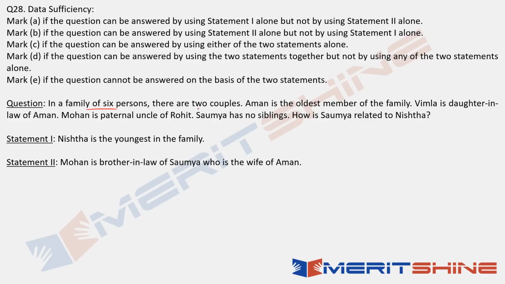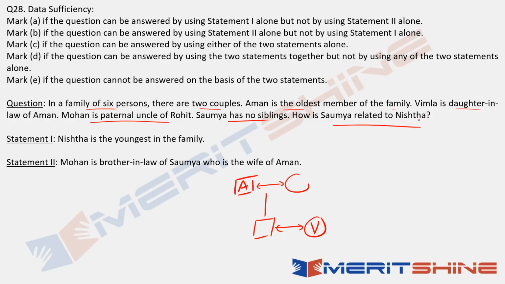In a family of 6 persons, there are 2 couples. Aman is the oldest member of the family. Vimla is daughter-in-law of Aman. If this is Aman, Aman might have a wife. They will have a son, and then this would be the daughter-in-law, and this is Vimla. It looks like that. Mohan is paternal uncle of Rohit. Where is Mohan? Where is Rohit? No idea. Soumya has no siblings. Who is Soumya? No idea. How is Soumya related to Nishta? There's a lot of data missing here. Look at statement 1. Nishta is the youngest in the family. And how does that help me? It can be anywhere.